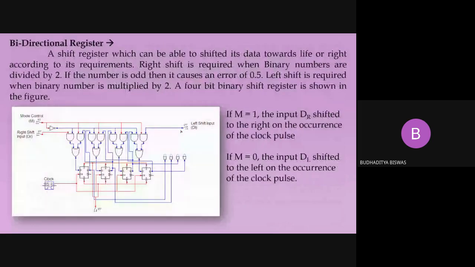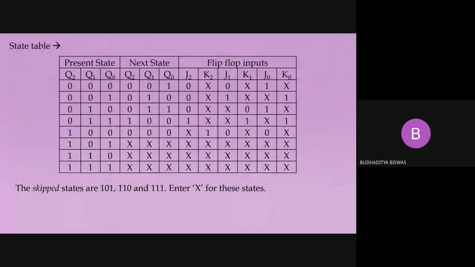Okay, now come to this table. You see there are 3 JK flip-flops: flip-flop 0, flip-flop 1, and flip-flop 2. For flip-flop 0, 2 inputs are there, J0, K0. Similarly, for flip-flop 1, another 2 inputs, J1, K1, and for flip-flop 2, another 2 inputs, J2 and K2. That's why a total of 6 inputs are there: J2, K2, J1, K1, J0, K0.